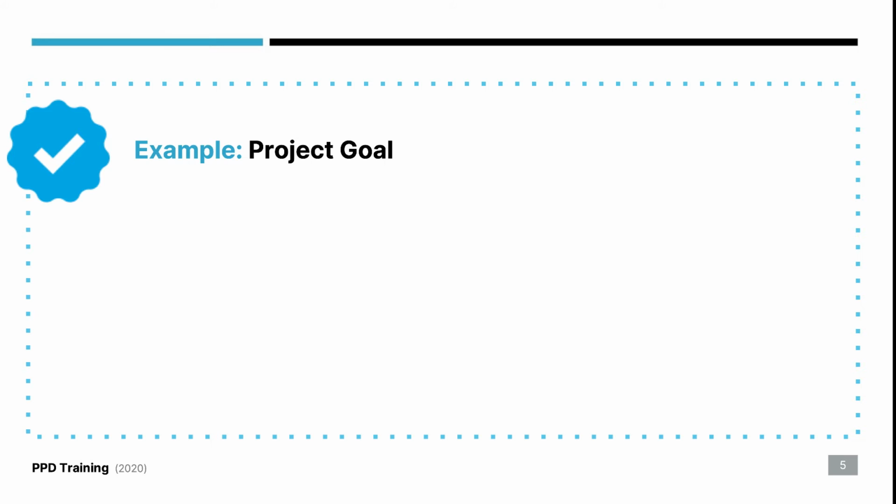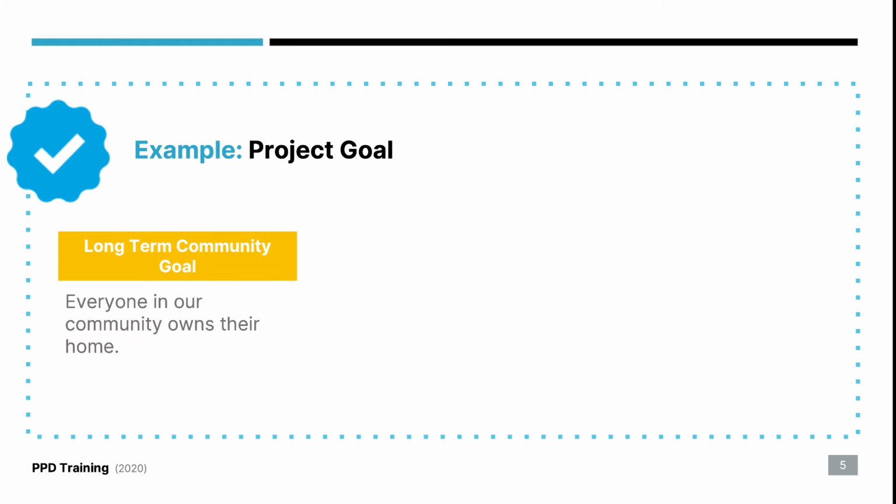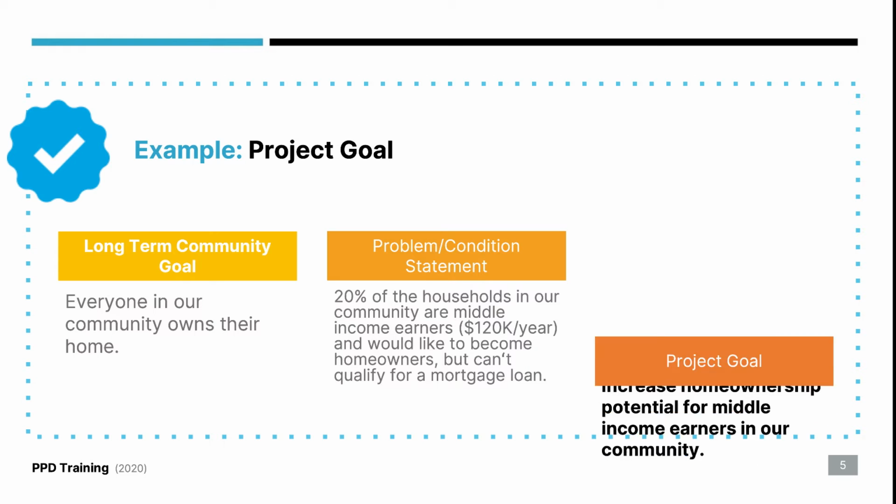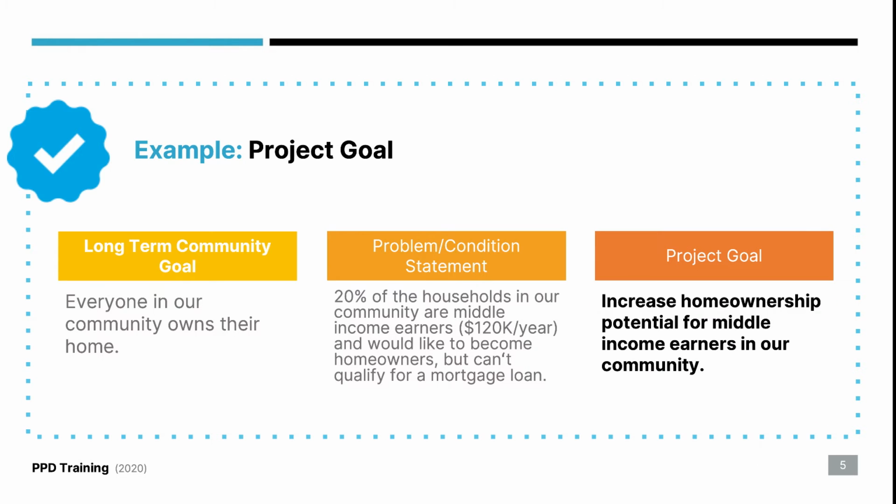So if we take a look at some example project goals, right? If we go back to our running examples, we're looking at the one that's about home ownership. So if the long-term community goal is everyone in our community owns their home, your problem or condition statement is that 20% of the households in our community are middle income earners and would like to be homeowners but can't qualify for a mortgage loan. Then perhaps while you're developing your project, the goal of your project, that statement would be to increase home ownership potential for middle income earners in our community.